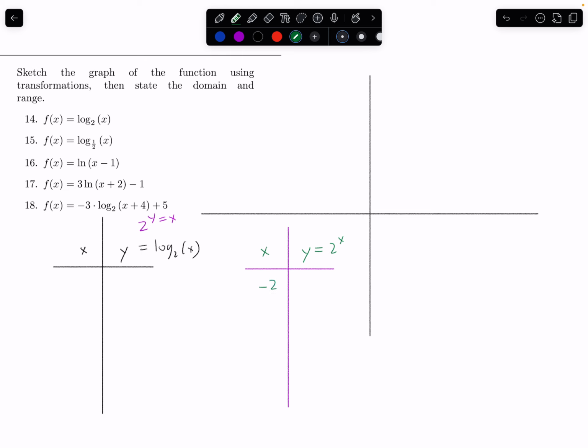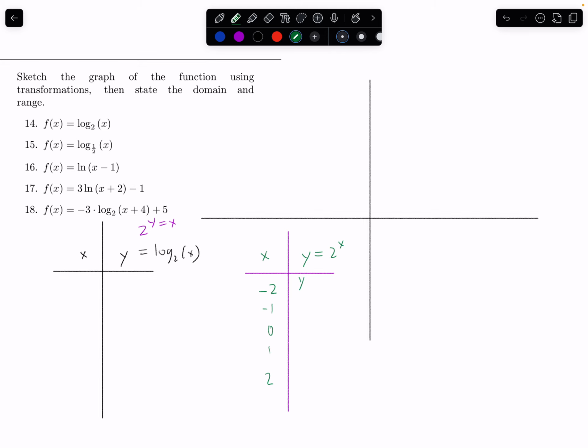Something we did before, right? Let's just enter a few values. -2, -1, 0, 1, 2. Okay, if I enter -2, that's 2 to the -2 is 1 over 2 to the second or 1 over 4, right? If I put a -1, that's 2 to the -1, that's 1 over 2. If I put in 0, that's 2 to the 0, that's 1. If I put in a 1, 2 to the 1 is 2. If I put in a 2, that's 2 to the second, it's 4.